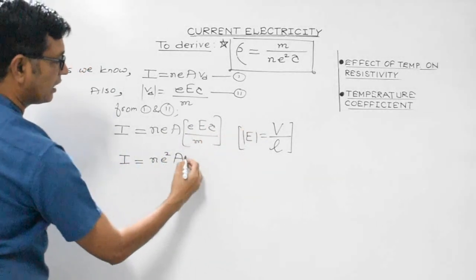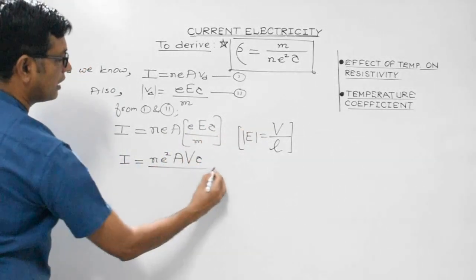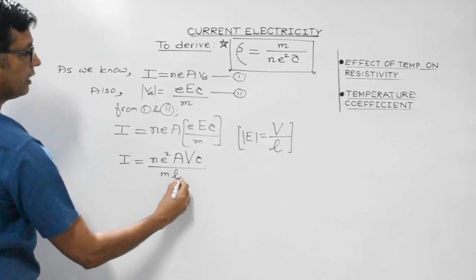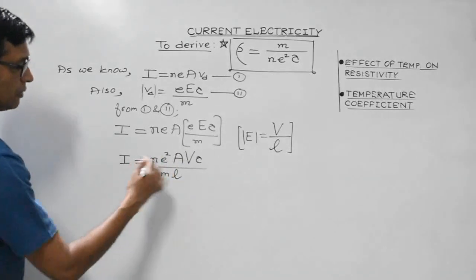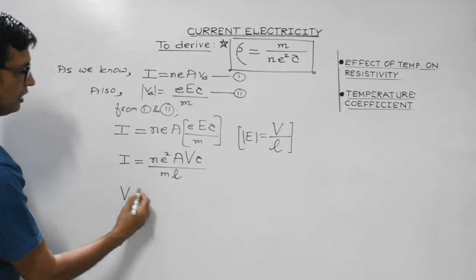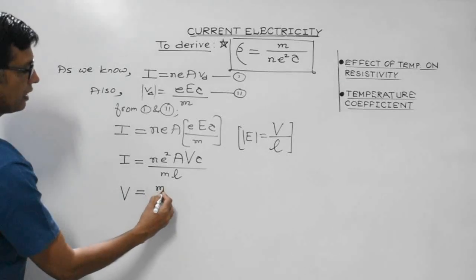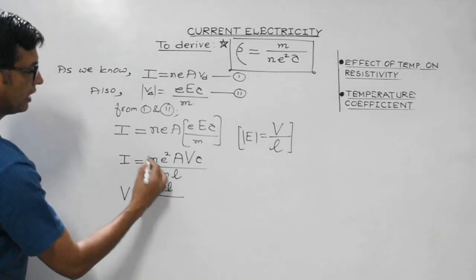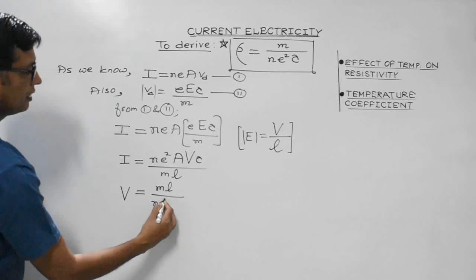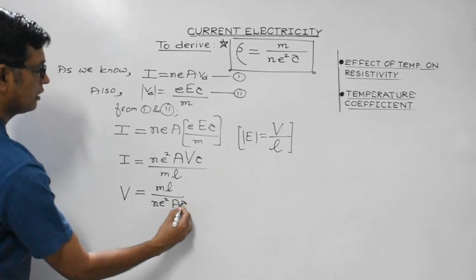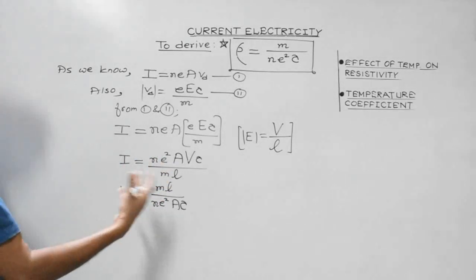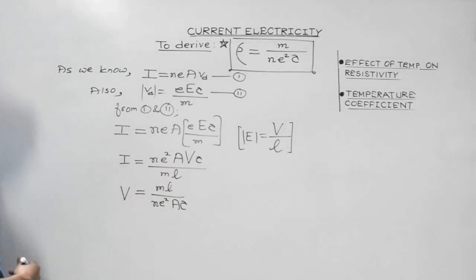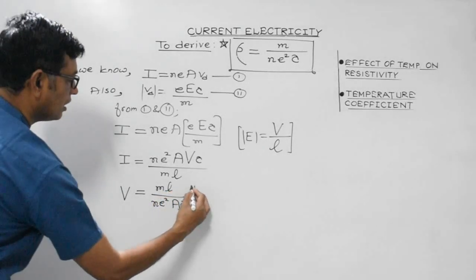In place of E, we can write V tau divided by M L. Is it okay, students? What to do is, it may be rearranged in this manner as well. V is equal to M L divided by N E square A tau. Just cross multiply and simply try to rearrange the terms. So what you get is, and over here I.